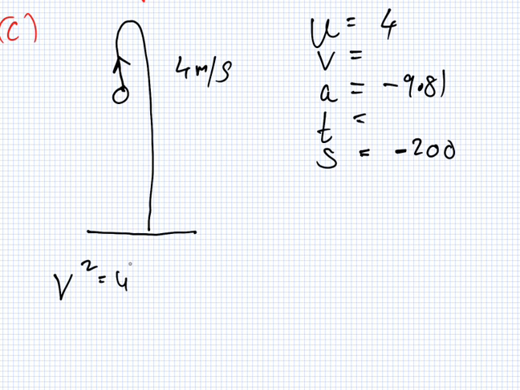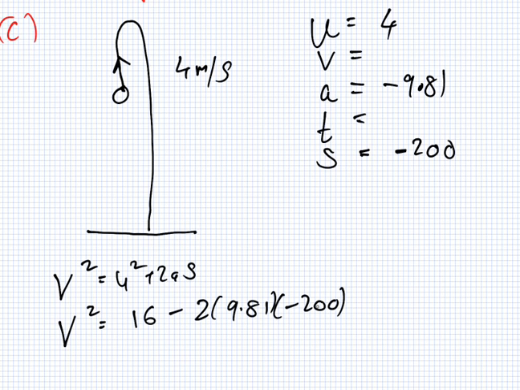Anyway, I want the V, so I can say V squared equals U squared plus 2AS. So V squared equals U squared, which is 16, minus 2 times A times S. But S is minus 200, so they'll both be positive. 16 plus 2 times 9.81 times 200. Square root that. So you get V is 62.8 meters per second.